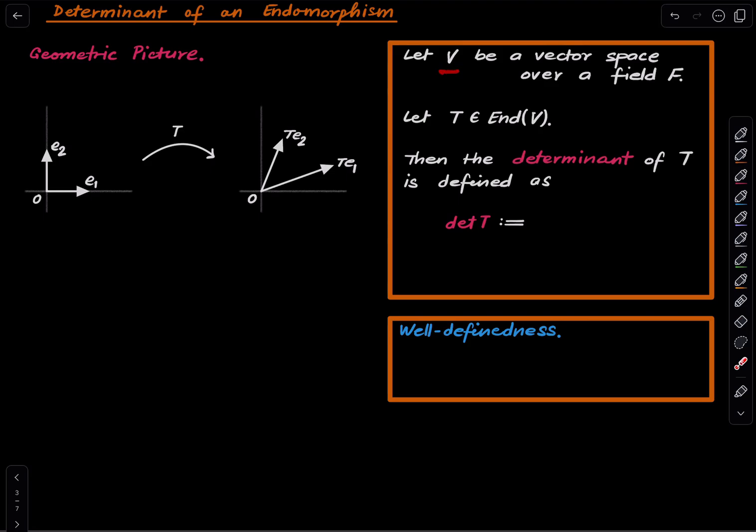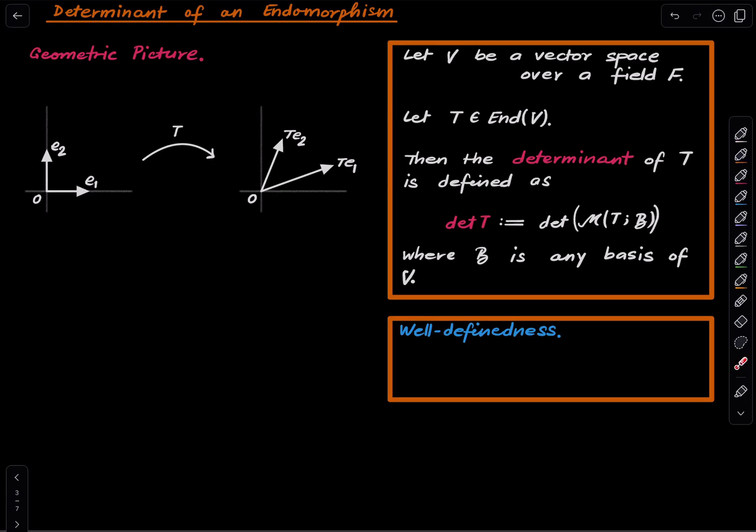So fix a vector space V over a field F and fix an endomorphism T on the vector space V. Then the determinant of T is defined as the determinant of the matrix of T with respect to B, where B is any basis of the vector space V, not T.